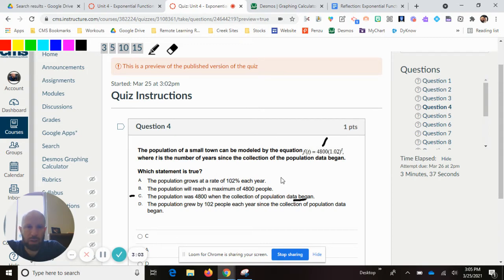The rate is not 102%. Remember, it's 1 plus, so the rate would actually be 2%. So it's not A. Maximum of 4,800 people. There is no maximum of this. We'd have to actually plug in something for t to find out what the answer would be for that. So it's not B. And then grew by 102. No, it's growing at a different rate since it's exponential each year. So the answer is C.